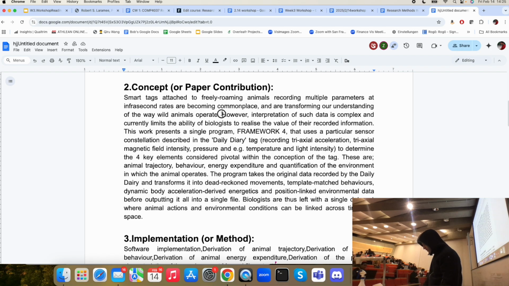Okay, so the first sentence is okay. Like I said, the concept of this paper is really trying to understand animal behavior through the use of sensor devices. That's a one-sentence summary of the concept of this paper. Right? How animals behave is a mystery, right? And we can't always watch them. A lot of the behavior happens when we're not looking.